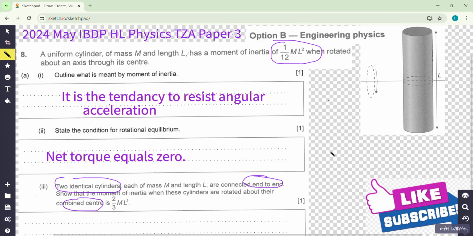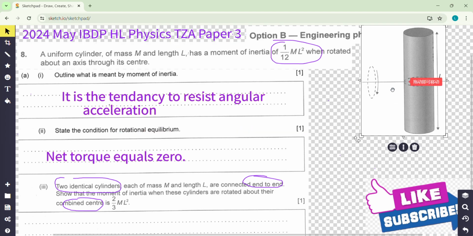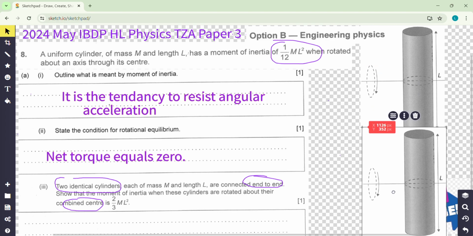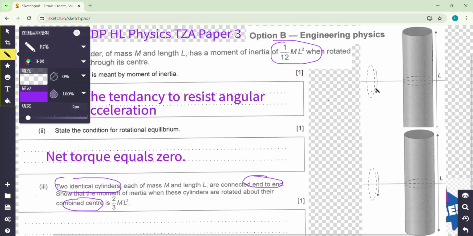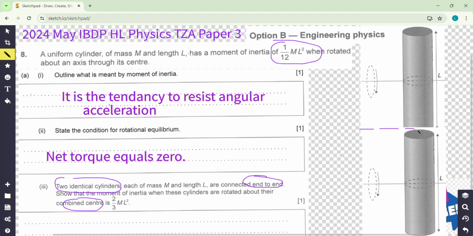So you need to really draw it out. You have this cylinder here, and now you have another one joining end to end. They said that the axis is not at the original center, now it's at the combined center here. So this is the new axis. You have to think about what is the change. I shift the axis by not L, but half of L. It is L over 2.